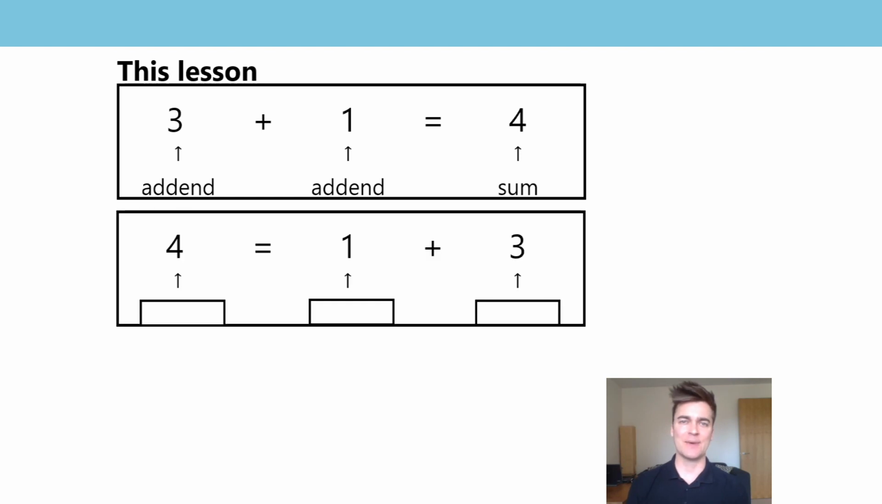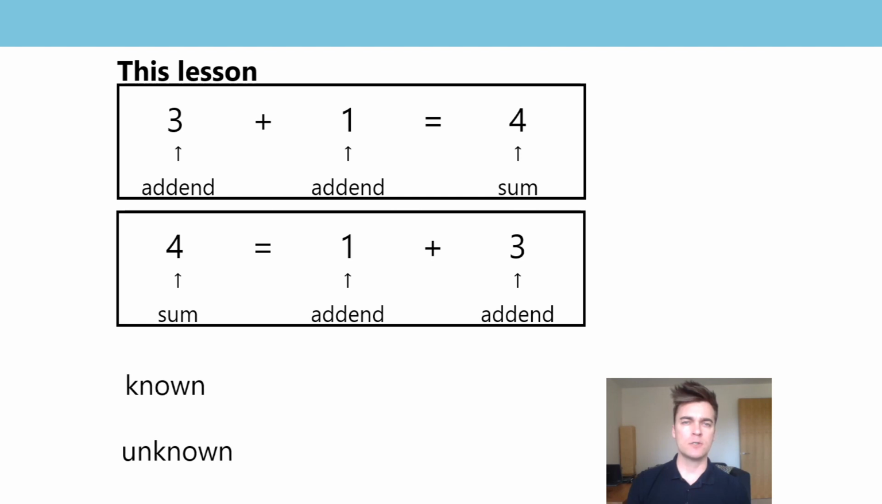Looking at the second equation, some things have changed, some things have remained the same. Can you call out for me the word addend or sum for the numbers that I say in the second equation? Number 1 is an addend. Call out for me number 3, addend or sum. And how about 4? Good. Sum, addend, addend.